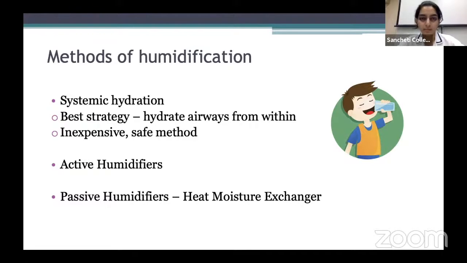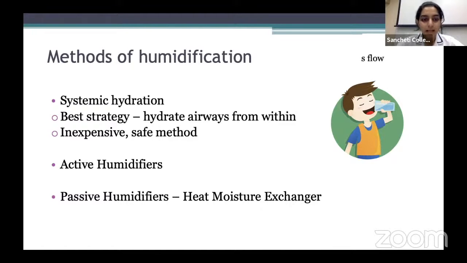However, there are some drawbacks when it comes to systemic hydration. How much of water intake is okay? How much is not? Especially when it comes to patient population, it can be a bit difficult to judge this. Patients who have renal dysfunction, people who have heart failure, who are on diuretics, water restricted diets, in such cases, it can be a bit difficult to maintain good hydration levels in them. So it's always a good idea to go for other forms of humidification in such cases. So what other forms do we have available to us? We have active humidifiers and passive humidifiers. We'll go into a bit more detail of how exactly these work.